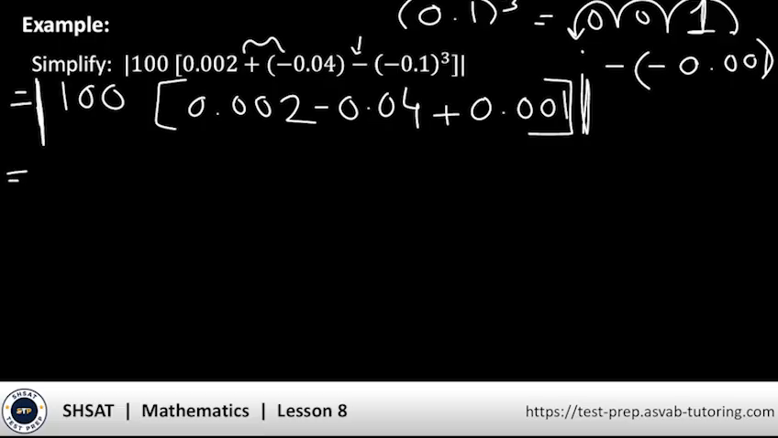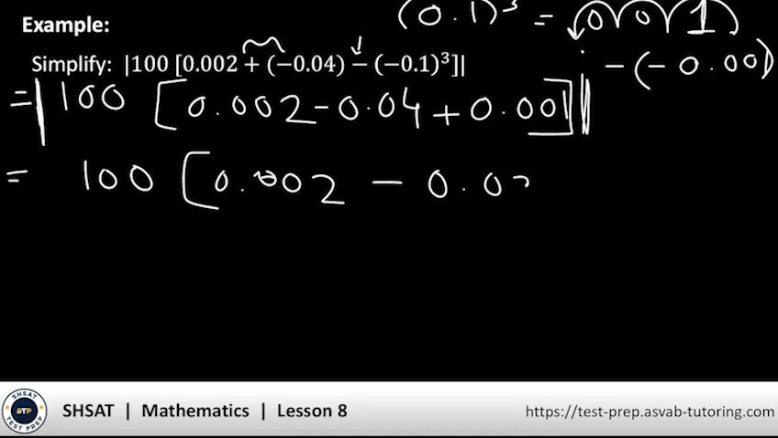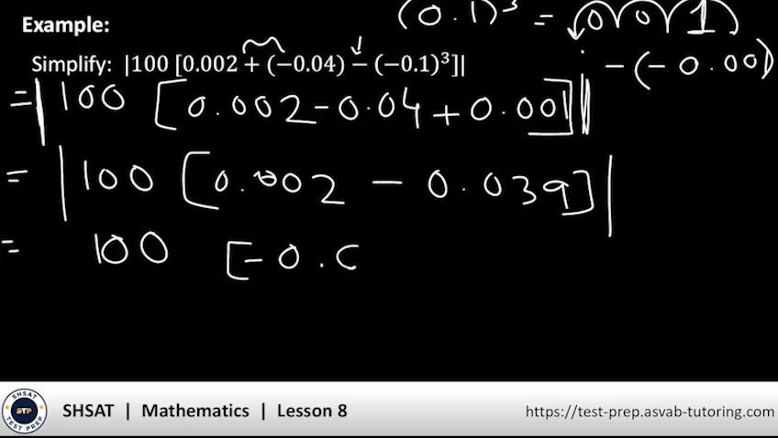Okay, now of course inside the bracket we are supposed to do addition first, then subtraction. So if you do 0.001 minus 0.04, that is minus 0.039. So we are going to write 0.002, and here that is minus 0.039. And once again, if you do the math inside the bracket, it's going to be minus 0.037.